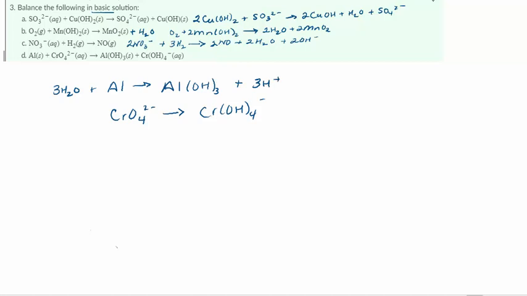Now we need to balance our charges. For the aluminum half reaction, I am neutral on the reactant side and I have a +3 on the product side, so I must need 3 electrons there. That makes this oxidation. For the chromium half reactions, I have a 4+ and a 2-, that makes it 2+ on the reactant side, and I have a -1 on the product side. So that means I must have 3 electrons on the reactant side. That makes this reduction.